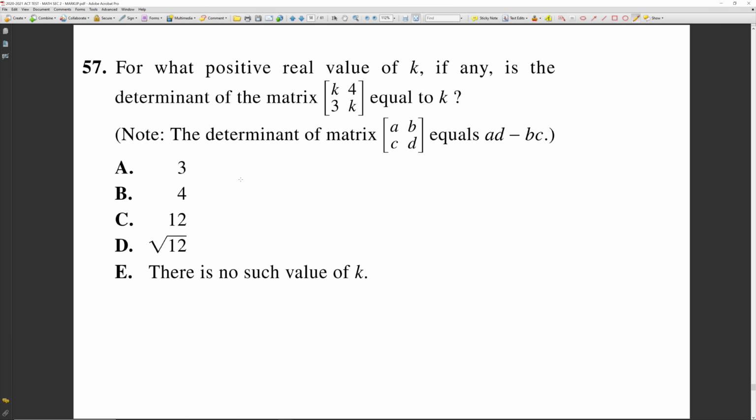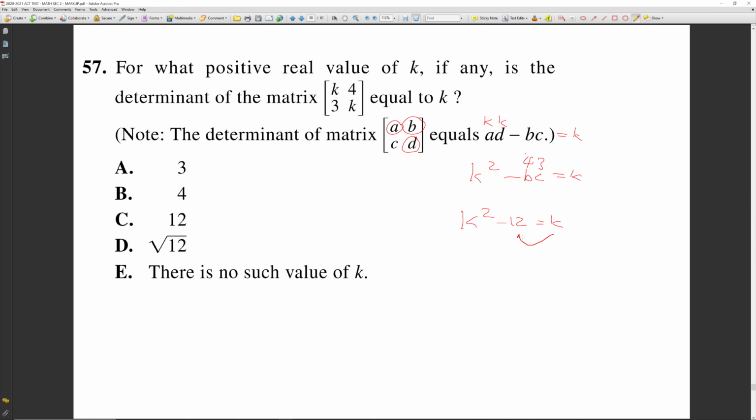Just like that. Number 57, for what positive real value of k, if any, is the determinant of the matrix equal to k? The determinant of a matrix equals AD minus BC. So we know that all this is equal to k. In this case, these values are my k, so this is k here, and this is k here, so I have k squared minus bc, which is equal to, b is in this corner, which is 4, and this is 3, and this is equal to k. So in reality, this is k squared minus 12 is equal to k.